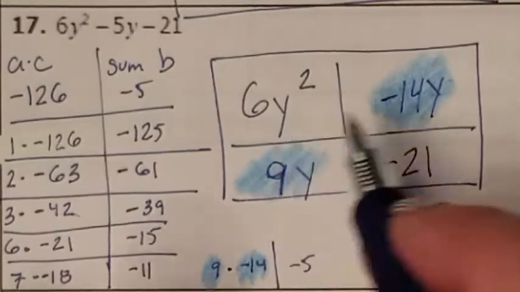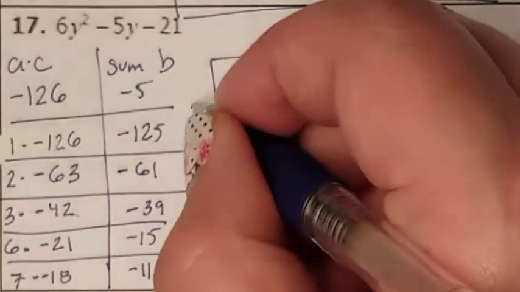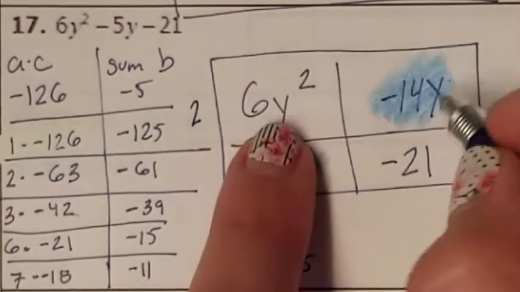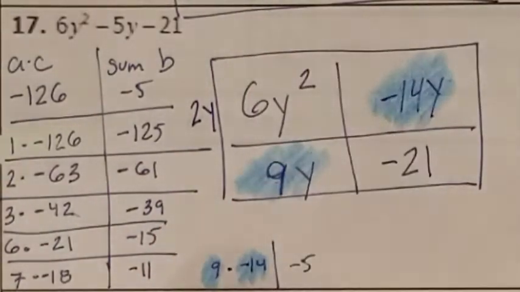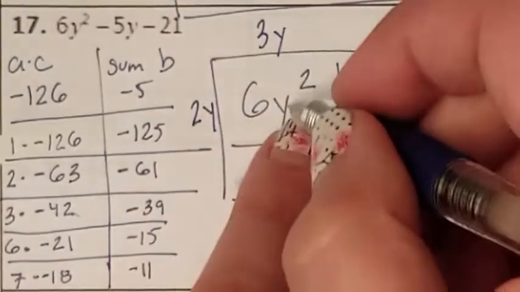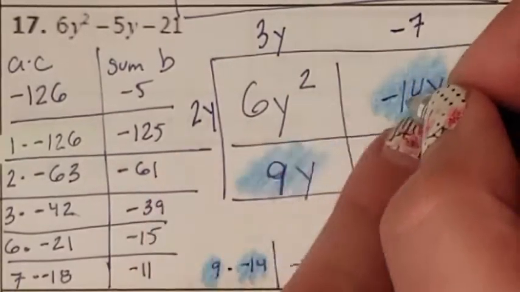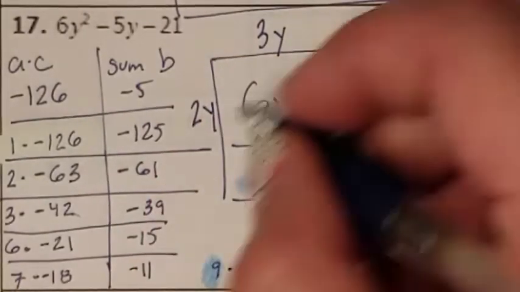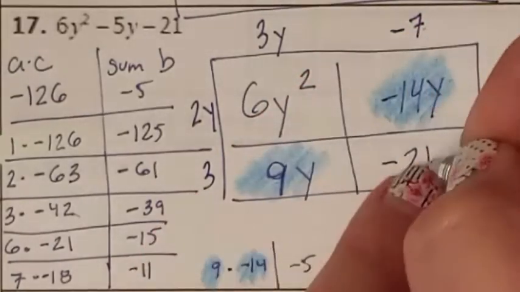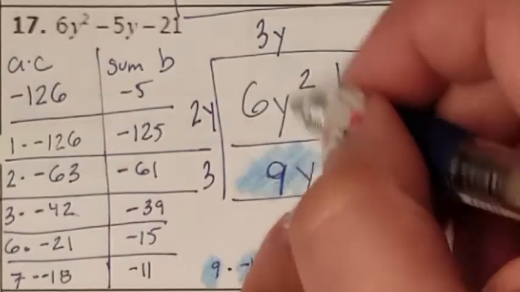Now that I have my areas, I need to find my sides. 6 and negative 14 have a 2 in common. Y squared and y have a y in common. So now I just need to multiply. 2y times 3y is a 6y squared. 2y times a negative 7 is a negative 14y. Negative 7 times 3 would give me the negative 21. 3 times 3y is the 9y.